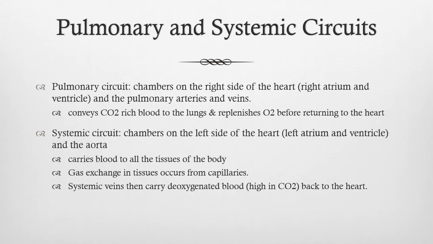So we have two circuits: our pulmonary circuit and our systemic circuit. The pulmonary circuit goes from the right atrium into the right ventricle, out through the pulmonary trunk, through the pulmonary arteries, and into the lungs. There it's going to drop off CO2. Carbon dioxide-rich blood goes into the lungs and picks up oxygen, which it then returns back towards the heart.